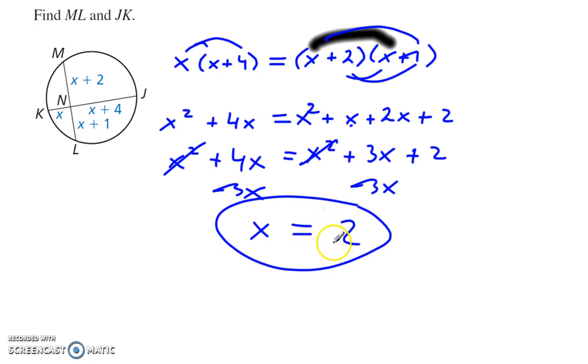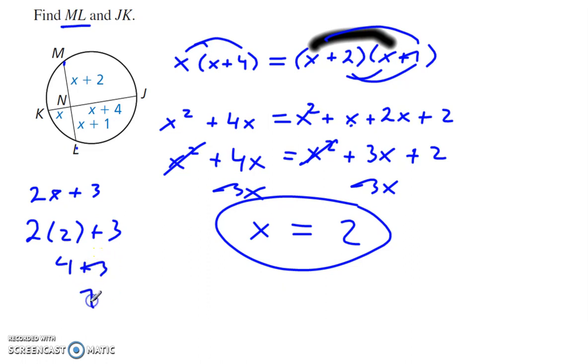Now, that was not the question, so I'm going to go back here and find ML. ML is x plus 2 and x plus 1. Add those together, that's 2x plus 3. So plug in x, so 2 times 2 plus 3 gives me 4 plus 3 is 7. ML is 7. And then JK is 2 plus 2 plus 4 and that gives me 8.